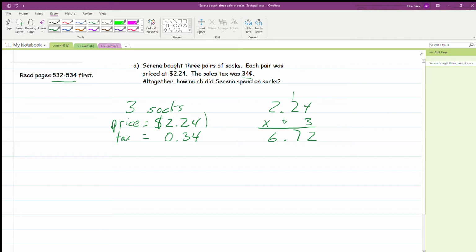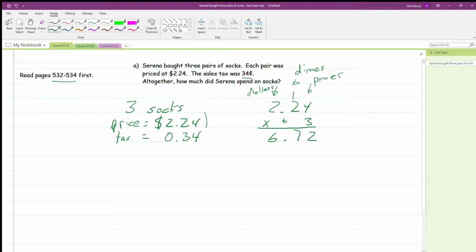Now I made a mistake here. We're not dealing with tens. That was 10 cents for the carry here. These are pennies, these are dimes, and these are dollars. Okay, so we'll write that: pennies, dimes, and dollars.